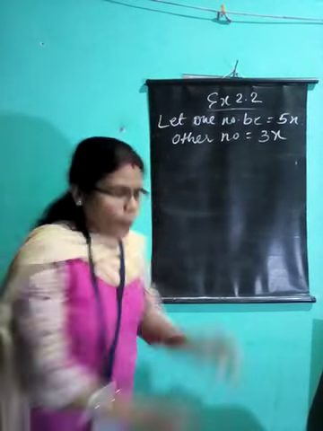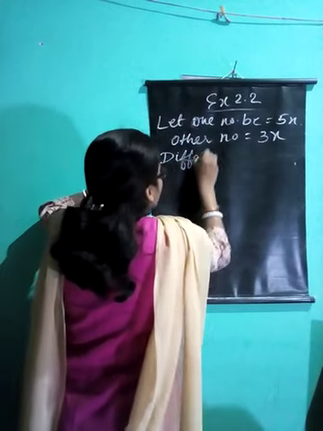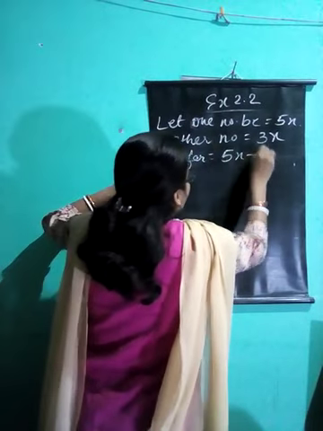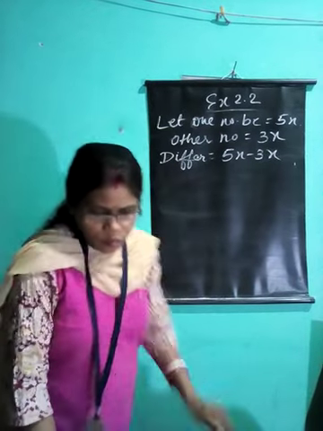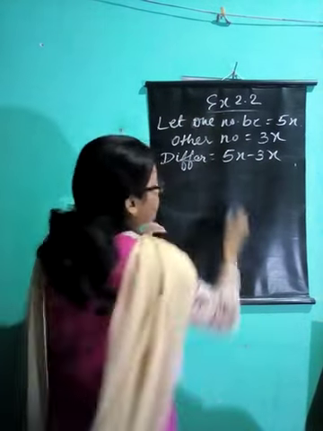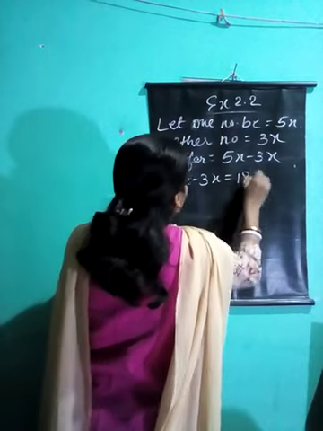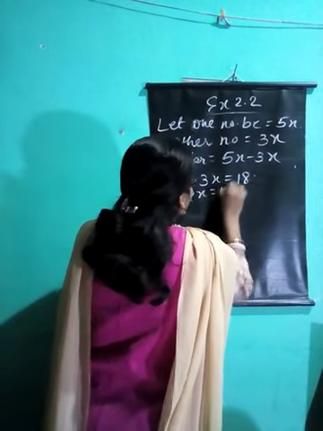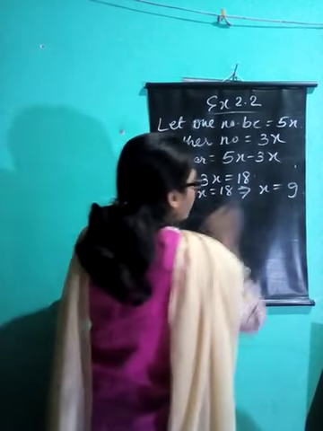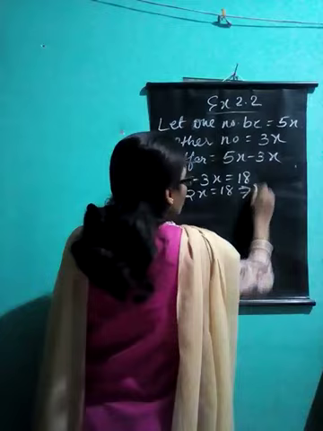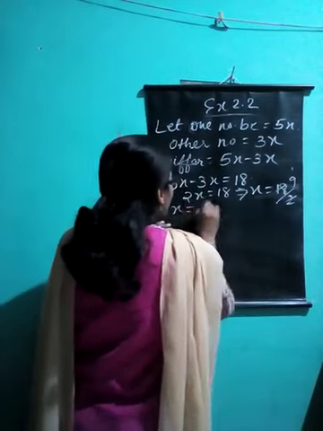Now if they differ by 18, their difference is 18. So 5x minus 3x, what do you get? 18. What are the numbers? So 5x minus 3x is equal to 18. 2x is equal to 18, implies x is equal to 9. How? 18 divided by 2. x is equal to 18 divided by 2, that is 9. x is equal to 9.